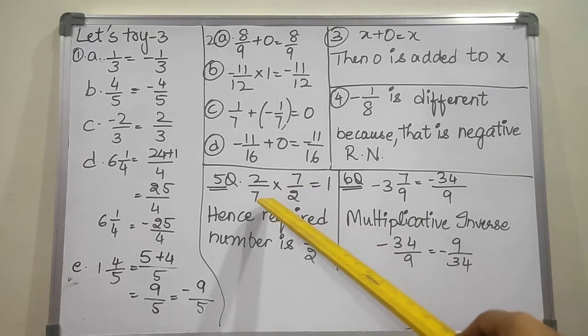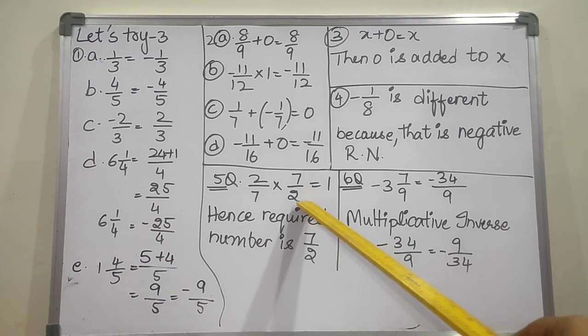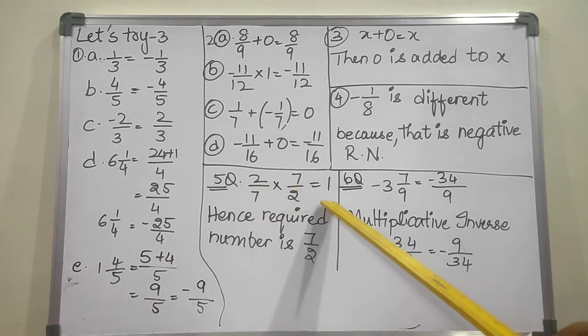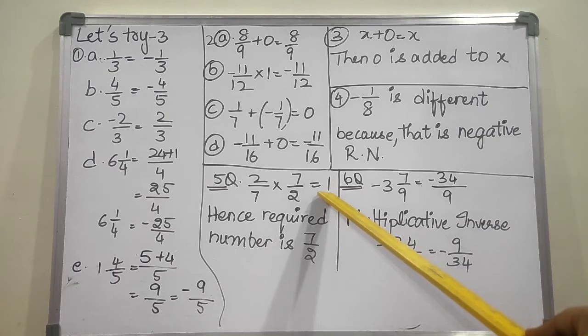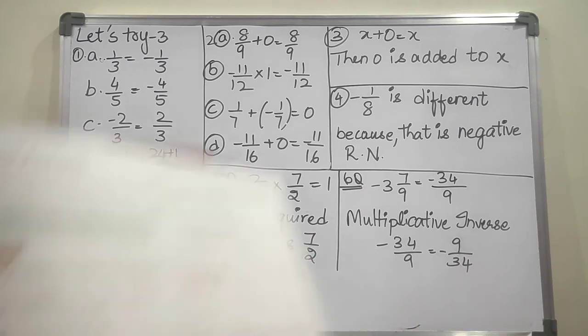Here for 2 by 7 we have to multiply by the reciprocal of it, 7 by 2. So 2 gets cancelled and 7 gets cancelled. The 1 is remaining. So we have got 1 here. So hence the required number is 7 by 2. Now see the sixth question.